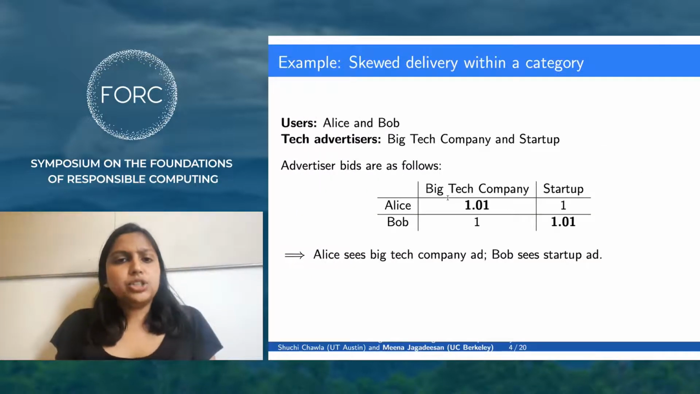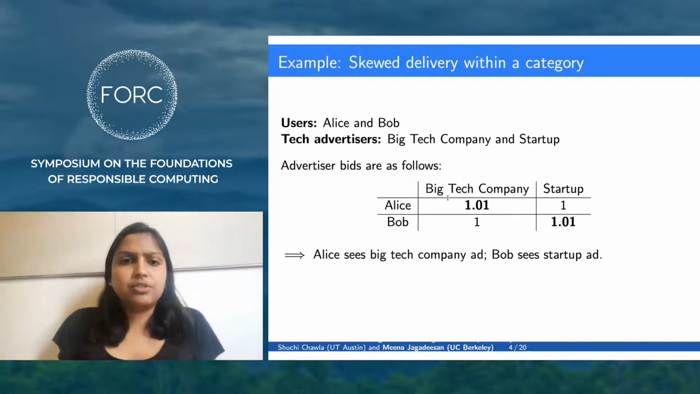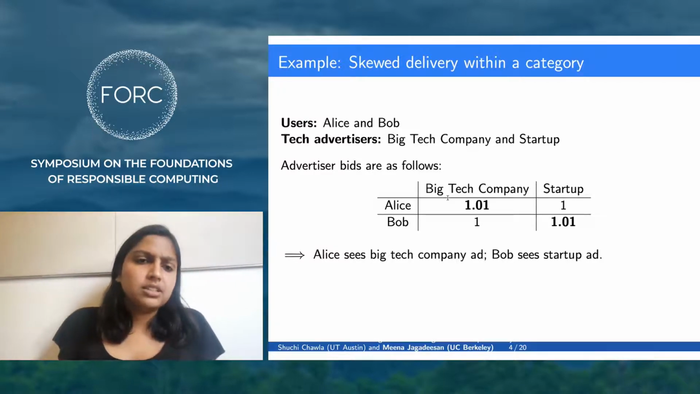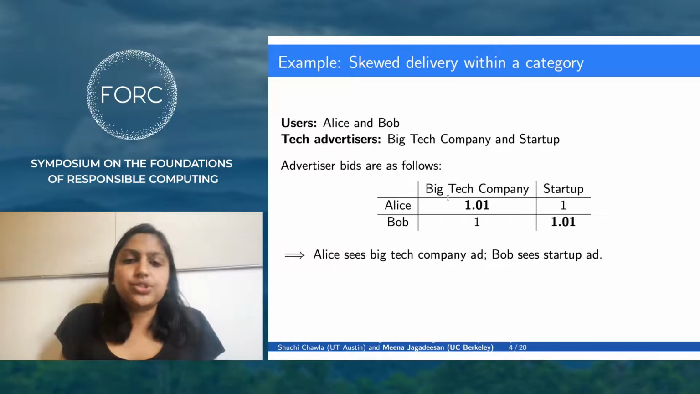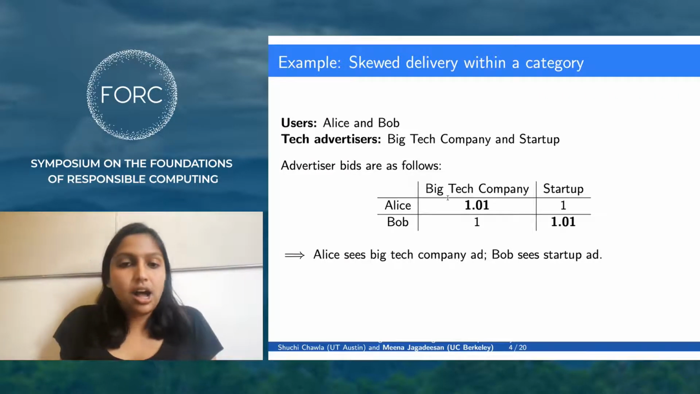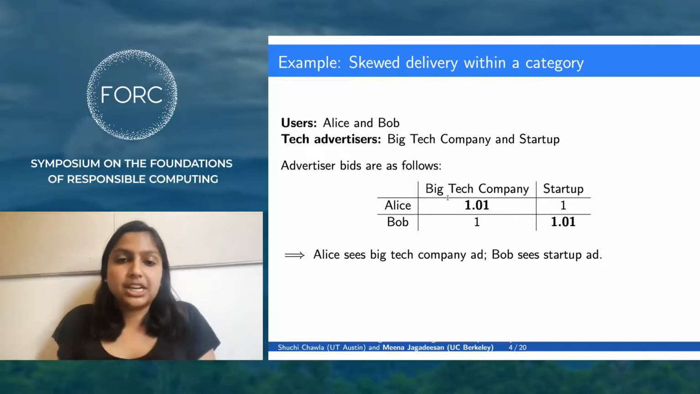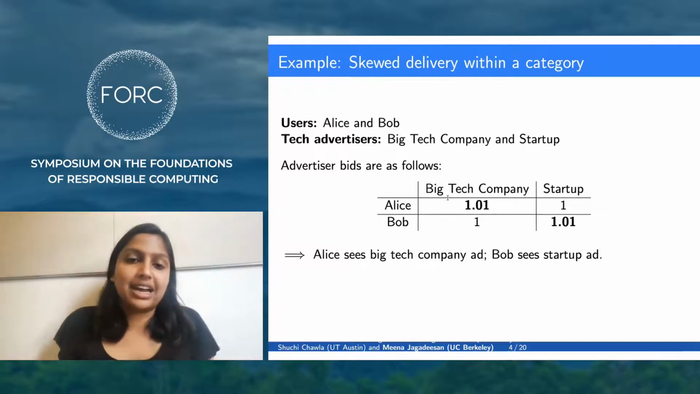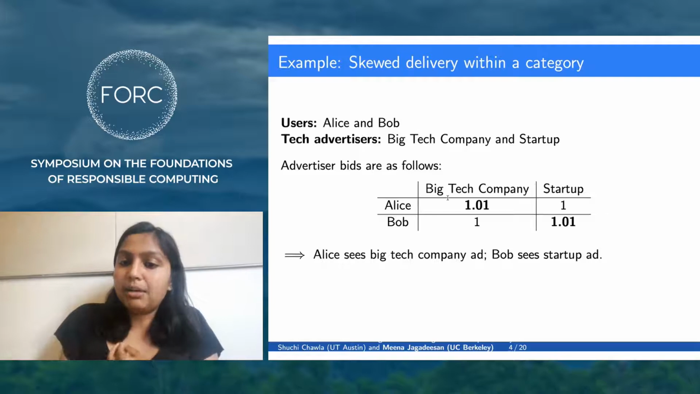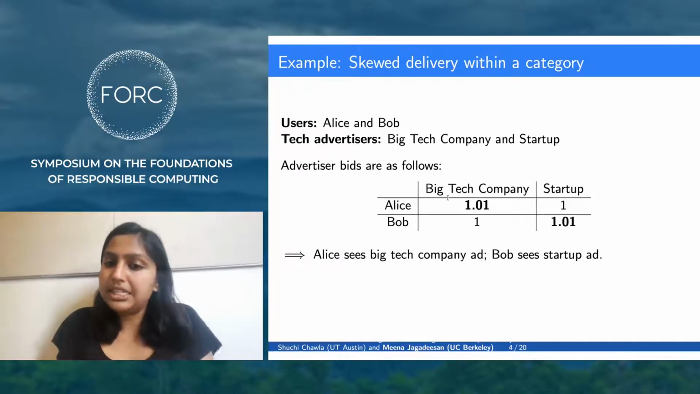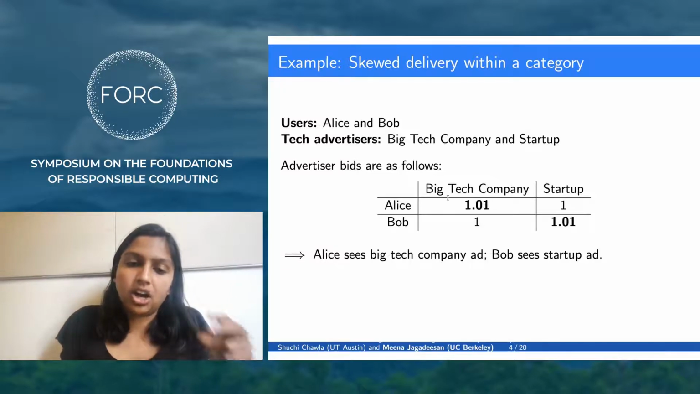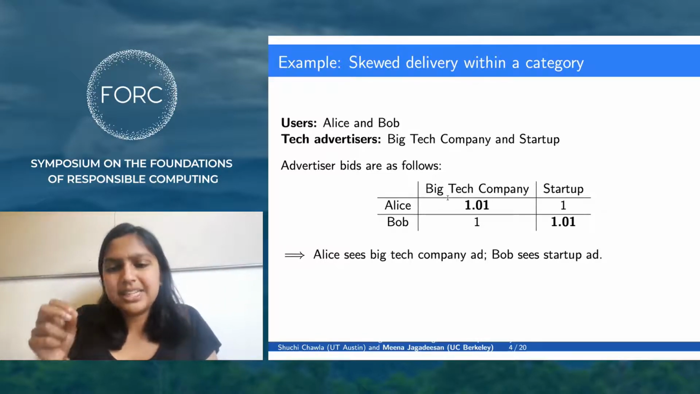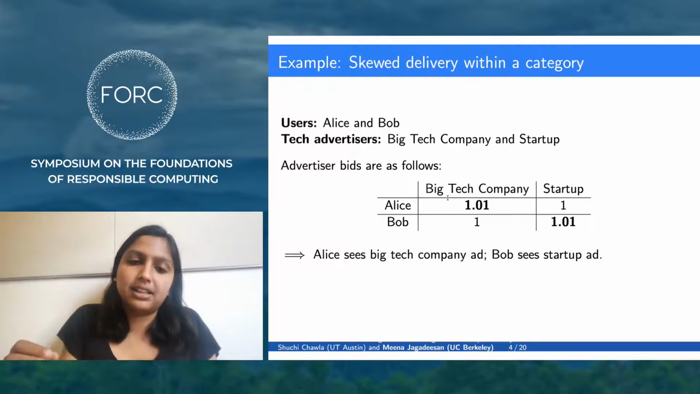Let's give an example to show source 2 of unfairness in a bit more detail. Let's say we have 2 users, Alice and Bob, and 2 advertisers within the tech category. A big tech company and a startup. Let's say that the big tech company and the startup both bid very similarly on Alice and Bob, but the big tech company bids slightly higher on Alice than Bob, and the startup bids slightly higher on Bob than Alice.